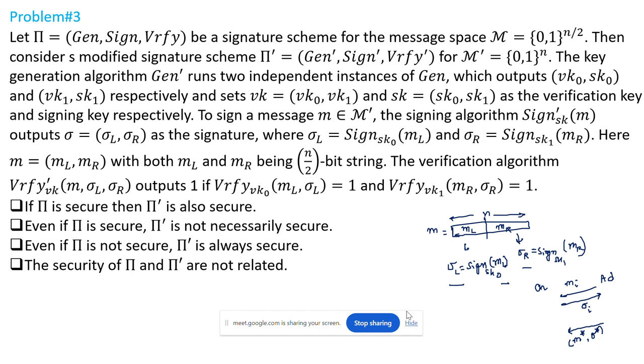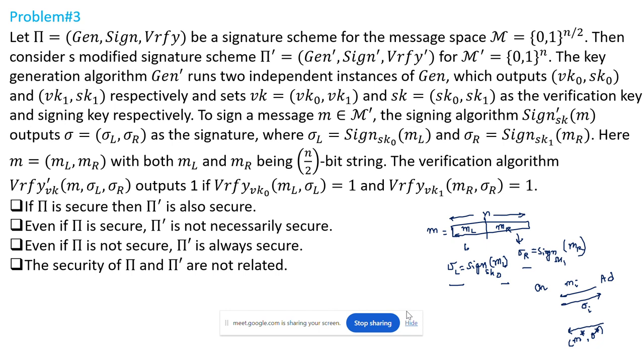Because in this case, if the adversary just first sends this message as m equal to ml, comma mr, and gets back the signature sigma l and sigma r, and that is verified true. And in the second instance, it can send a message like mr, comma ml, and it will know the signature, and the security is breached. It will not be mr comma ml. Yes, your approach is correct.